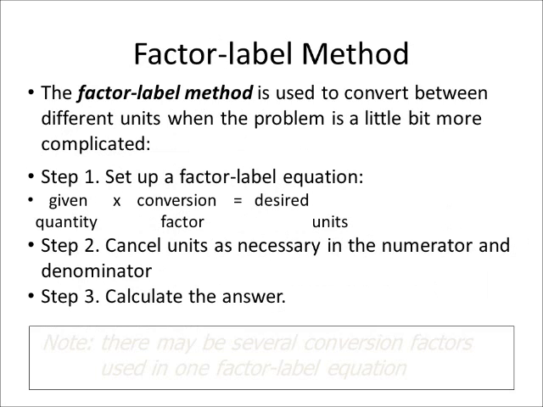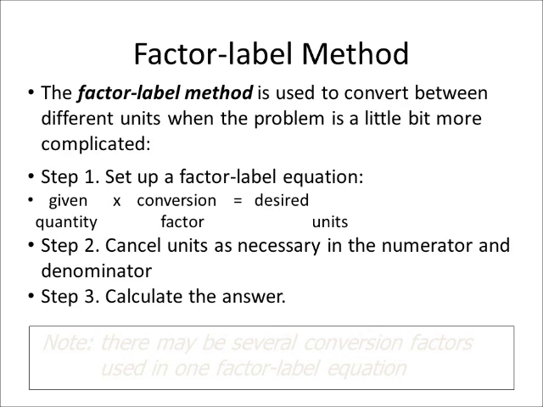The factor label method is pretty easy. And again, one of the strengths of the factor label method is that it's used to help you organize and keep track of the conversions that you're doing, especially when you're doing them over several steps. It's used to convert between different units when the problem is a little bit more complicated than the ones we just saw. So the first step is to really set up a factor label equation. We take a quantity, what we're given, we take a conversion factor, and then we multiply or divide by that conversion factor to get our desired units.